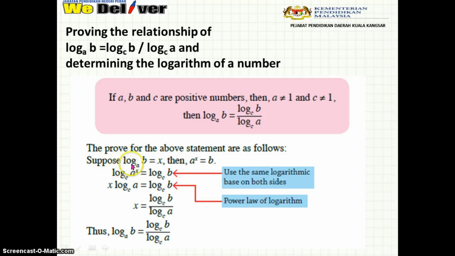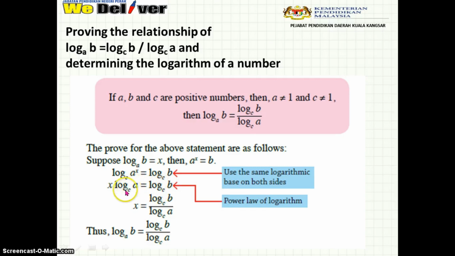So we let log b base a equals x. From log form, we convert to index form. So we have a to the power of x equals b. And then we take log for both sides with the base c. So log a to the power of x base c equals log b base c. And then by the power law of logarithm, the x we can shift in front. So x log a base c equals log b base c.